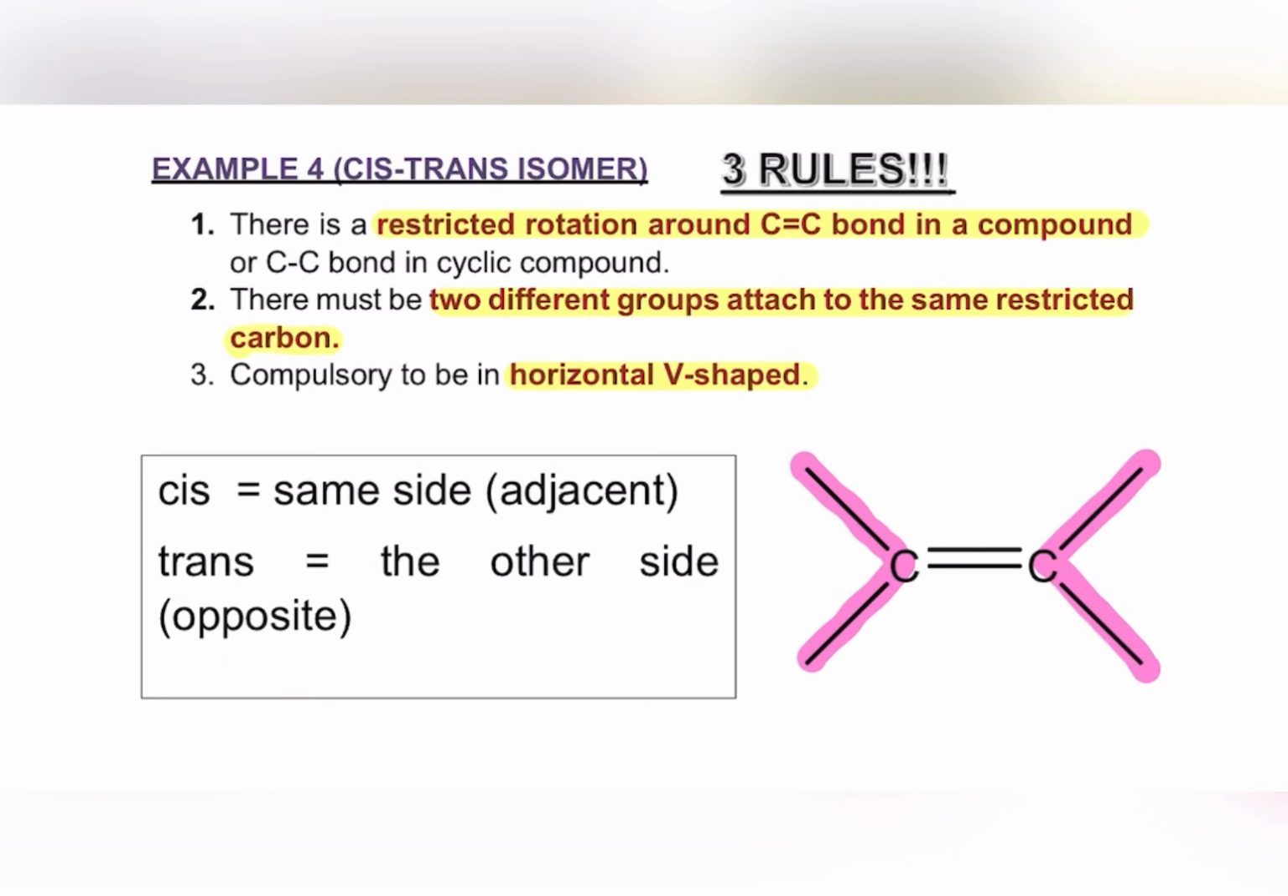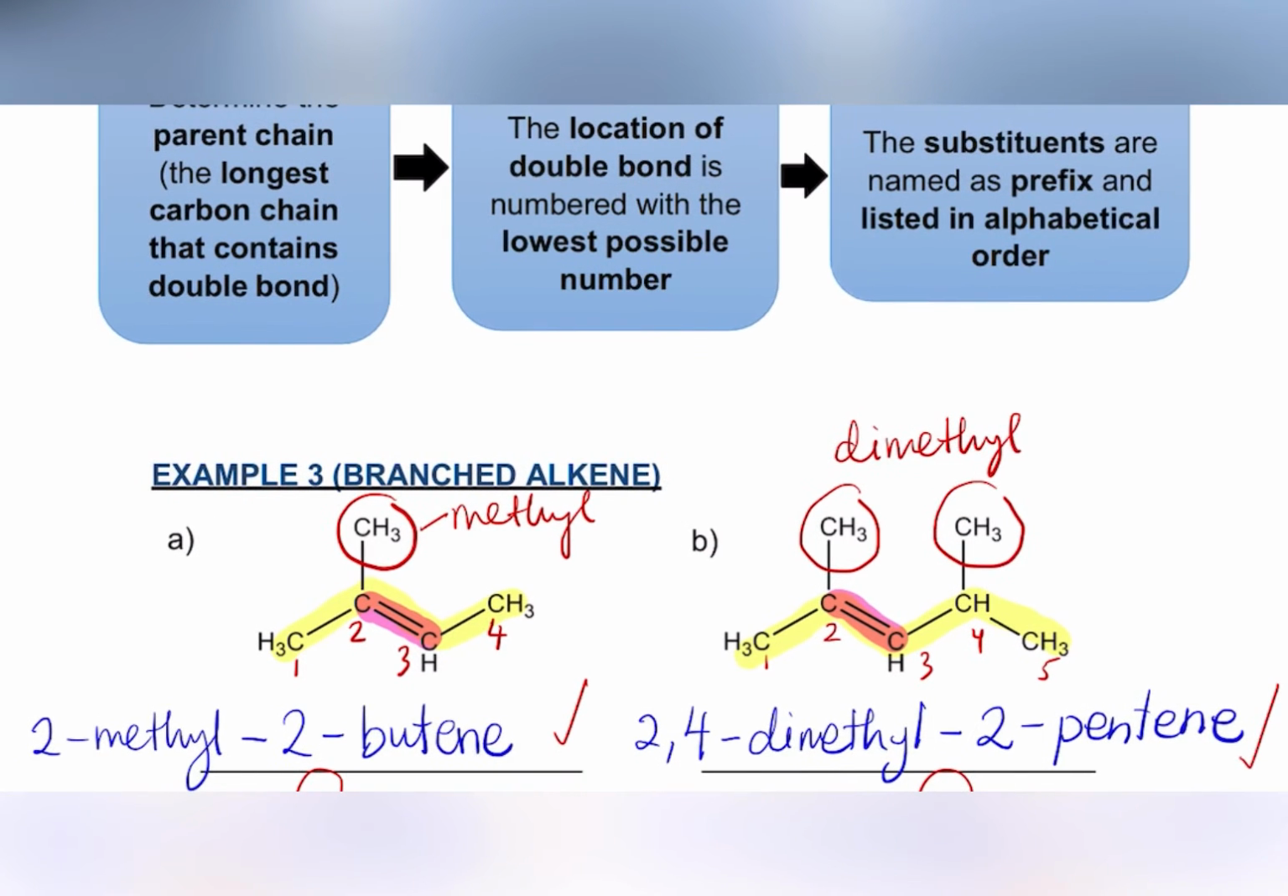So when you choose your structure, make sure your structure can be in this form, barulah you boleh give the name cis ataupun trans. Sekiranya dia dalam bentuk just like the previous one, dalam bentuk macam ni, you cannot put the name cis ataupun trans in front of it because the structure is not in the horizontal V shape.